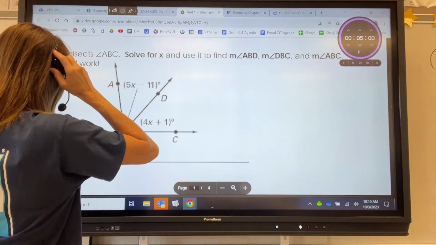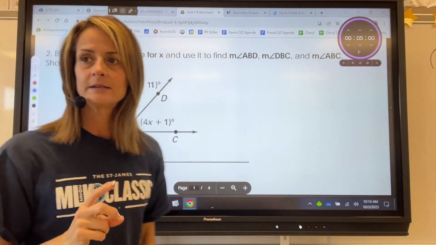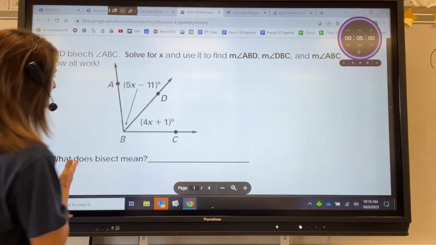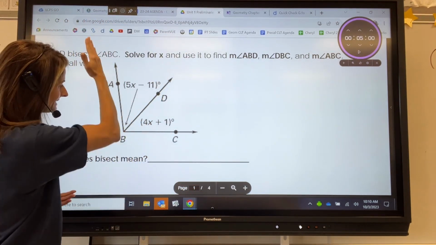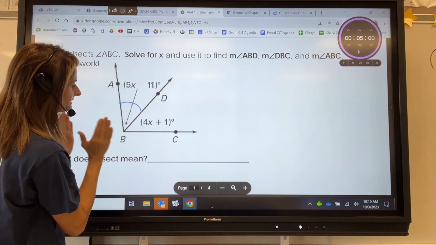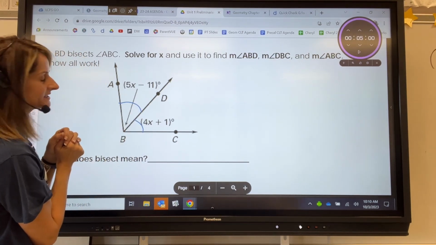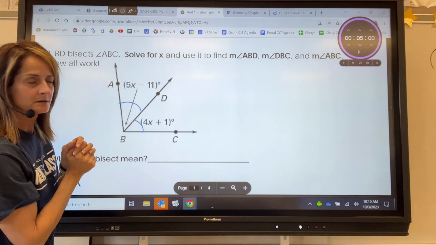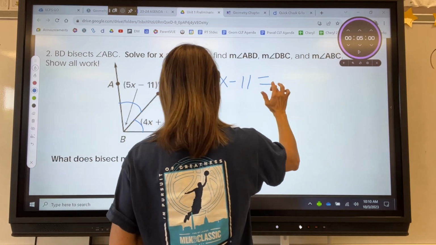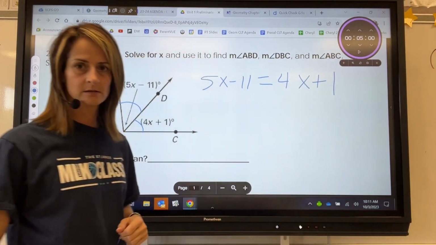BD bisects ABC. That gives you information. The word bisect means to cut right in half. So since this ray has bisected this angle, that means that this angle measure is the same as this measure. So they're equal. That's how we say things are the same. So 5x minus 11 equals 4x plus 1. Solve for x.